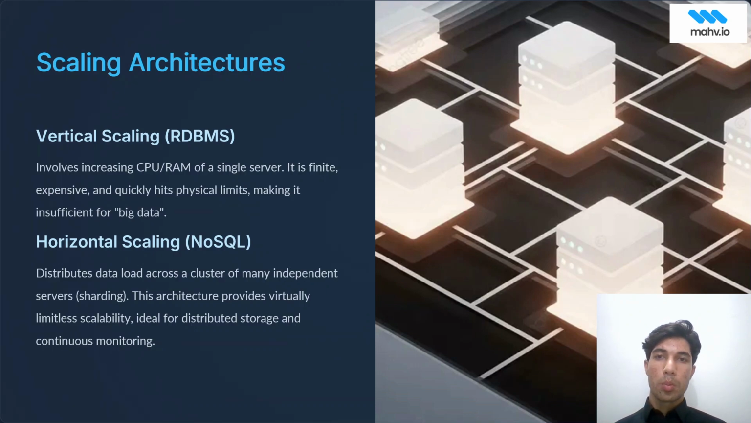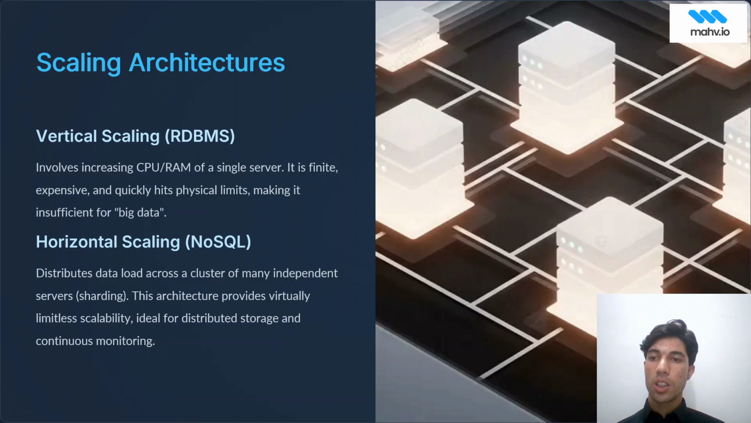Okay, so the medical data is growing. How do we grow with it? There are two types of scaling which are used. Relational database management systems use vertical scaling, which involves increasing the CPU and RAM of a single server or transitioning to a bigger, more expensive server, which will eventually hit its physical limits, so it's insufficient for big data.